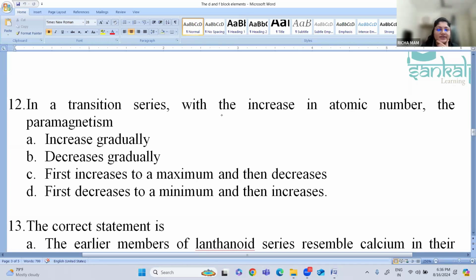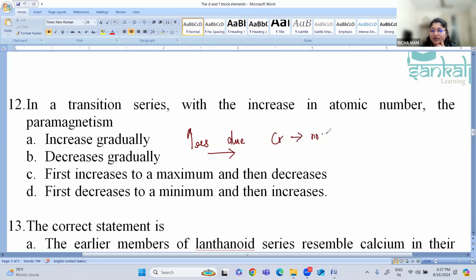Fine. So let us see now what will happen here. In a transition series with the increase in atomic number, what will happen to paramagnetism? The paramagnetism will first increase, due to the increase in unpaired electrons. As you proceed from left to right, there will be an increase in the number of unpaired electrons. After chromium, what will happen?